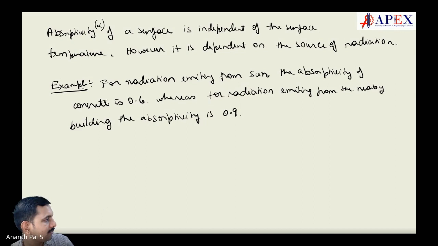For example, for radiation emitting from the sun, the absorptivity of concrete is 0.6.